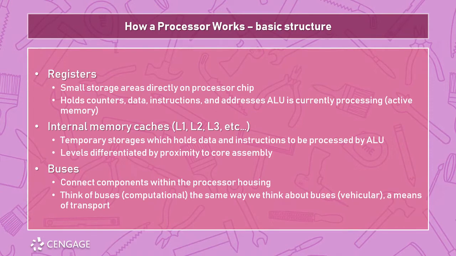Buses, you want to think of them the same way as you would a bus in physical life. If we think about buses in the vehicular sense, it's a means of transport. It is a pathway that connects components inside the processor housing, as well as on the motherboard, any circuit board. The pathway between 2 devices is usually called a trace, and the traces usually make up what is called a bus. So the front side bus of the processor is the front. If it's a 32-bit processor, the front has 64 traces. If it's a 64-bit processor, 128 traces.